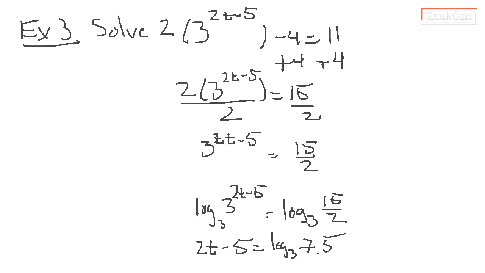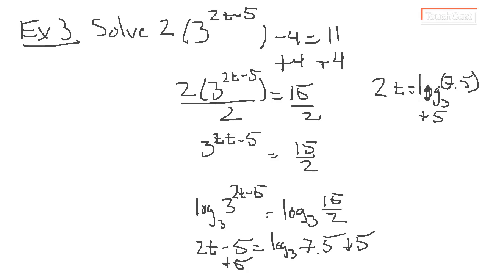Now we're almost done. Almost there. We can use our change of base to figure out what is log base 3 of 7.5, but first I'm going to move the 5 and the 2 to the other side. So we're going to add 5, and we're going to get 2t equals the log base 3 of 7.5 plus 5. The 5 does not go with the 7.5.